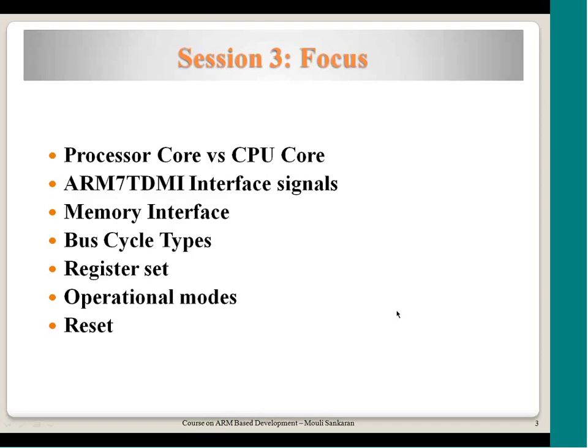So in this session we are going to cover what nomenclature ARM uses, what the processor core is and what the CPU core is, and then some of the key interface signals that come out of the ARM processor core, then how the memory is interfaced with the processor core and the different bus cycles that ARM supports, then the register set and the different operational modes that ARM supports.